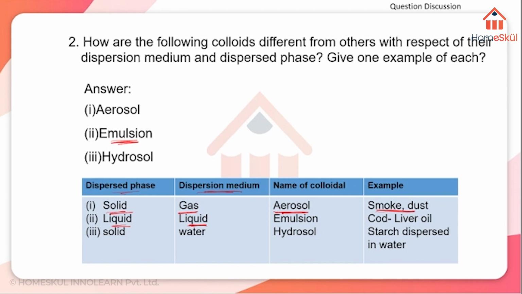So first we have discussed for aerosol. The second one is emulsion. Okay, example is cod liver oil. Here dispersed phase as well as dispersion medium is liquid. And in the third case, hydrosol. In the case of hydrosol, here dispersed phase is solid and dispersion medium is water. And example is starch dispersed in water. Okay, I think it's understood.